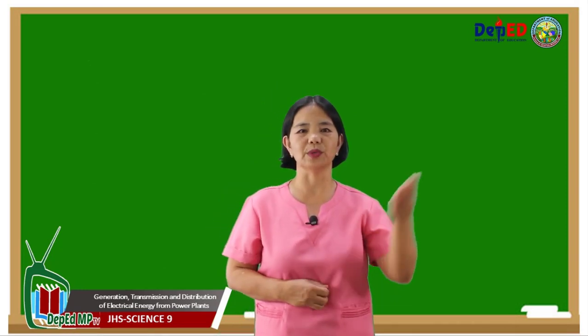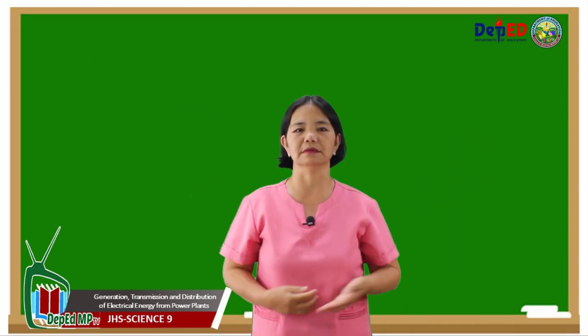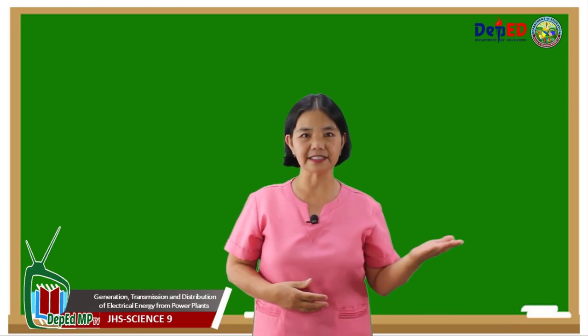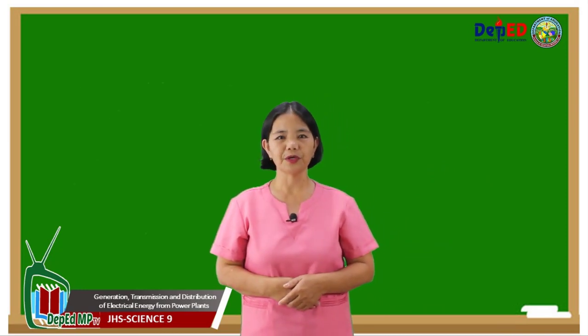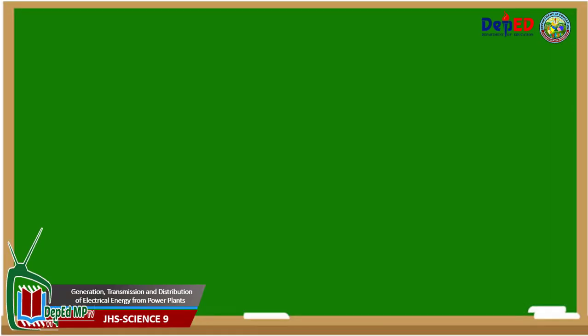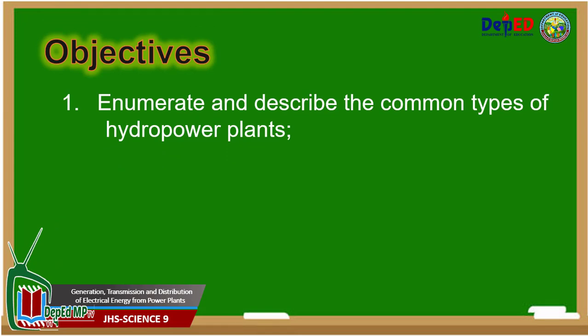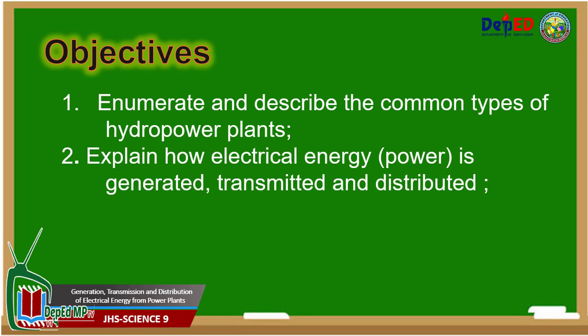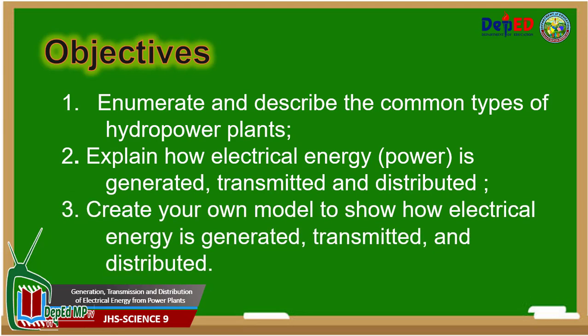When you put on the switch, light is produced. Is that magic? Before we continue, we should remember our objectives. 1. Enumerate and describe the common types of hydropower plants. 2. Explain how electrical energy is generated, transmitted, and distributed. 3. Create your own model to show how electrical energy is generated, transmitted, and distributed.